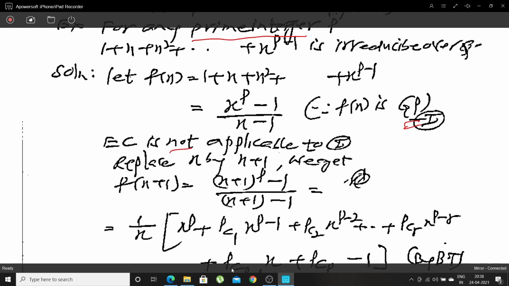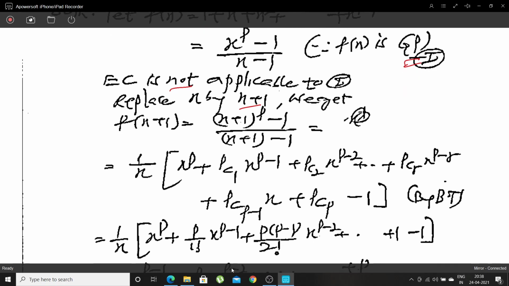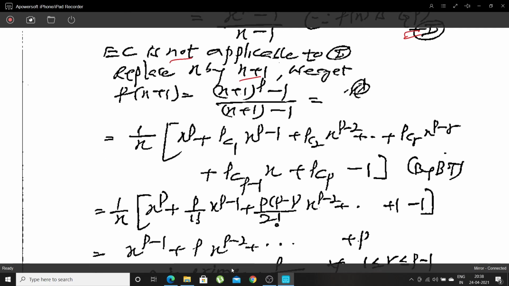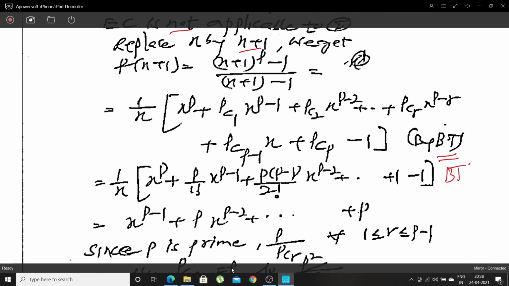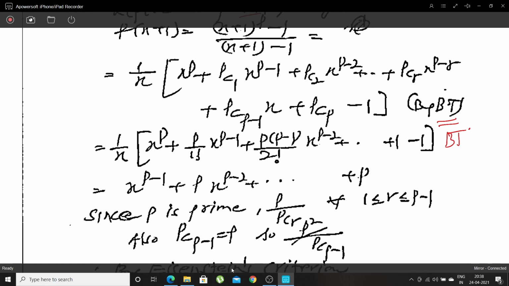We have to replace x by x plus 1. If you replace x by x plus 1, the denominator is simply x, and the numerator we have to expand using the binomial theorem. Let me repeat, we have to rewrite the numerator by using the binomial theorem. According to the binomial theorem, we write the numerator in this form: x to the power p plus pc1 x to the power p minus 1, pc2, and so on. If we simplify the terms, we get like this.